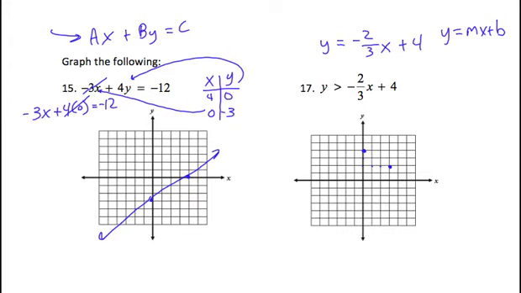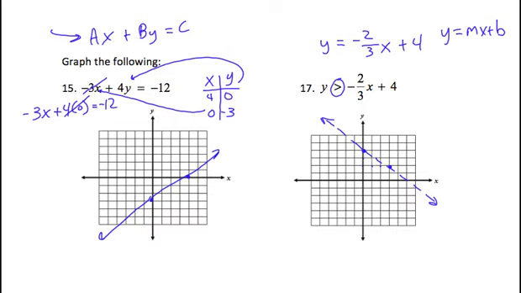Now, however, I don't want to connect those points just yet because I want to check to see if I have a solid or dashed line. And you'll notice in my inequality now, it's a strictly greater than symbol, which means the line is not going to be part of the solution. So I'm going to go ahead and make this a dashed line here. Okay, that's the way I communicate the line is not part of the solution set.